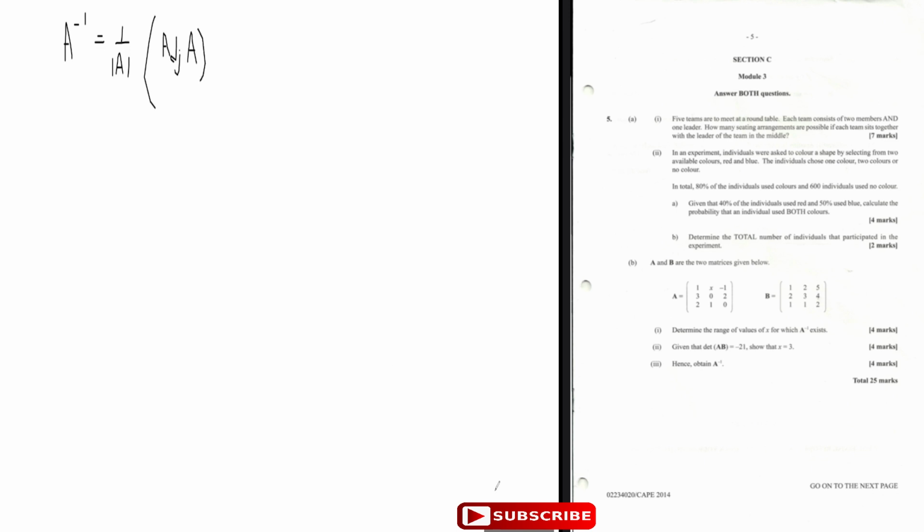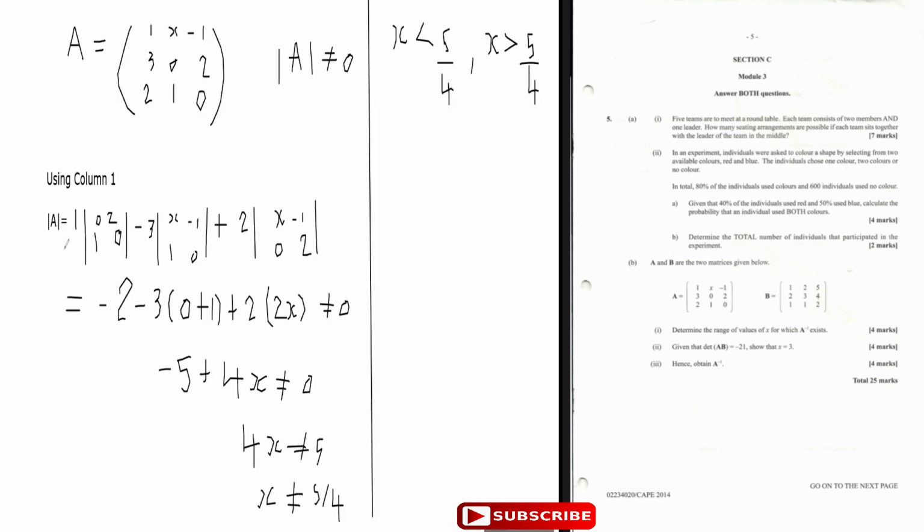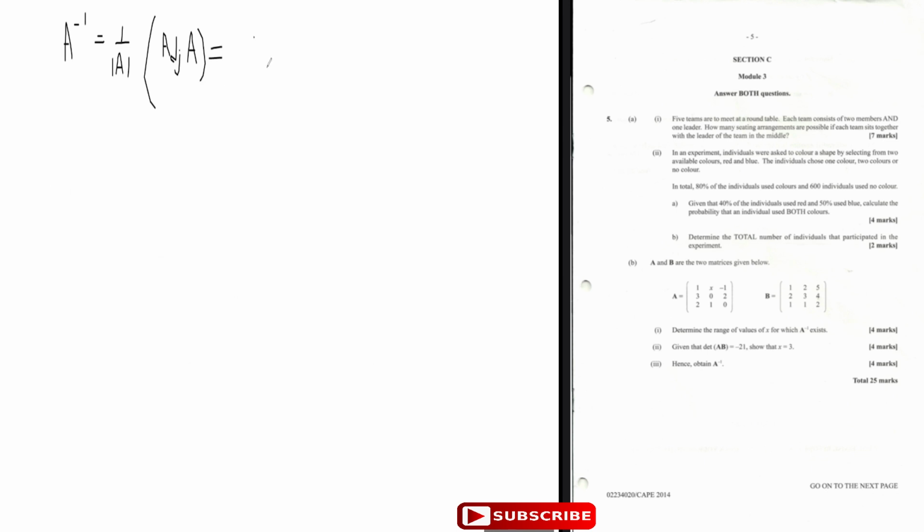Now we already know the determinant of A. We said that the determinant of A is minus 5 plus 4x. That's the determinant of A, minus 5 plus 4x. And so the determinant is really going to be minus 5 plus 4 times x, which is 3, so it's 7. So the determinant is 7. So it's 1 over 7 times the adjoint of A.